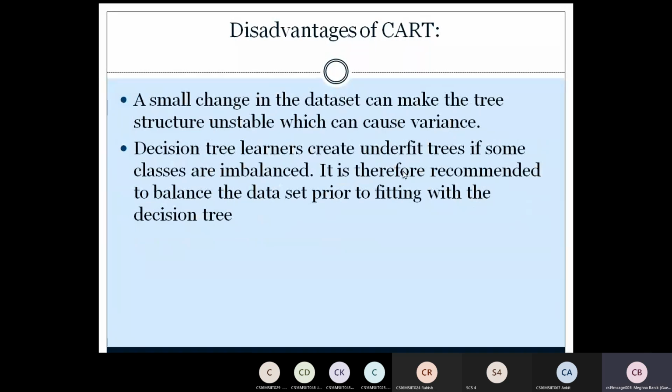The disadvantages include a small change in the dataset can make the tree structure unstable, which can cause variance. The decision tree learners create underfit trees if some classes are imbalanced. It is therefore recommended to balance the dataset prior to fitting with the decision tree. Thank you.